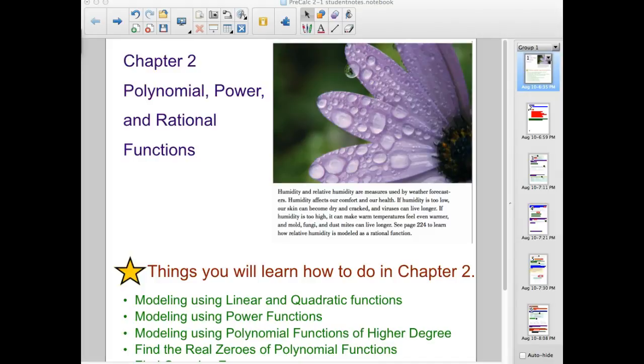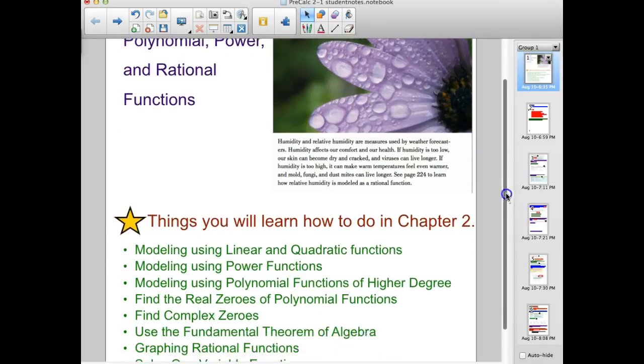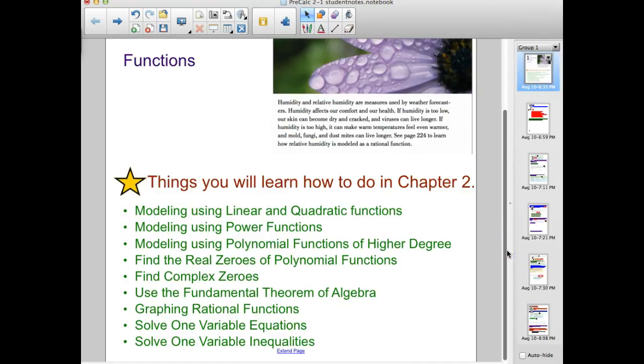All right, so PreCalc Chapter 2, we're talking about polynomial, power, and rational functions. Again, we are breaking this into two parts, so we're going to stick with the polynomial ones for the first couple sections. Modeling and using linear and quadratic functions, modeling using power functions, modeling using polynomial functions of higher degrees. That will be the focus of the first part of our test.